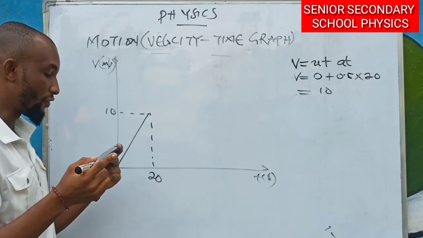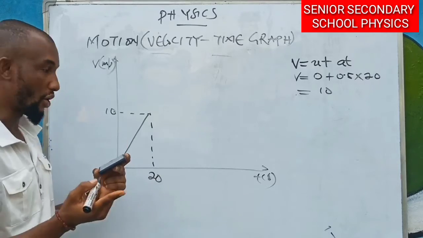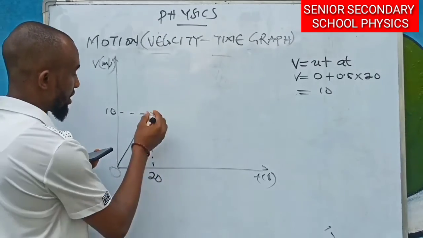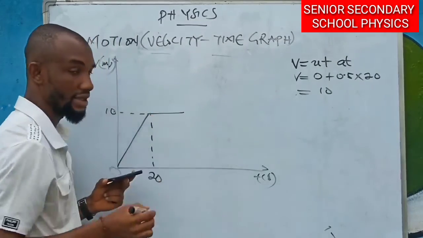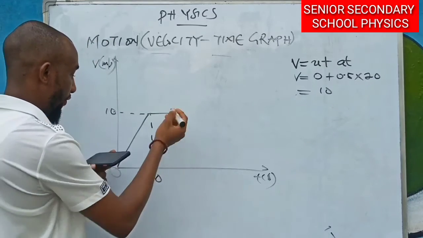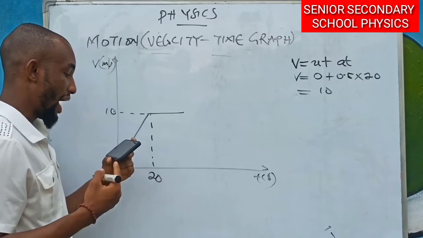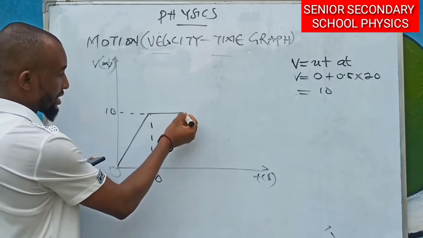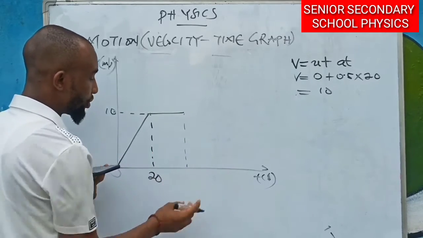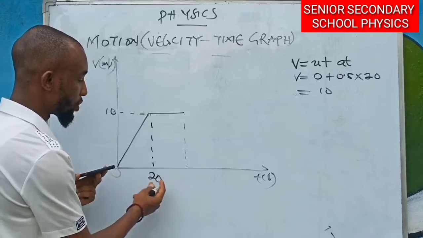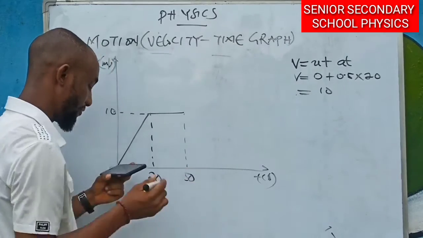Now, it travels with uniform velocity for another 30 seconds. For a graph of uniform velocity, it looks this way. Just make a sketch like this. That is a graph of uniform velocity for another 30 seconds. So for that 30 seconds now, coming to our time region, we normally add. So 30 plus 20 will give us 50.